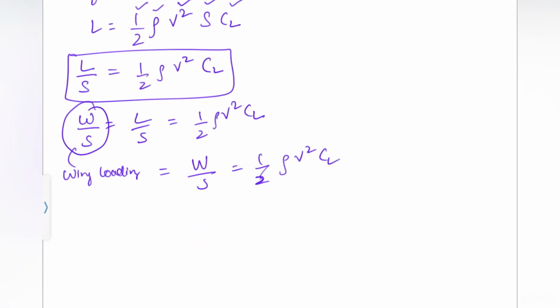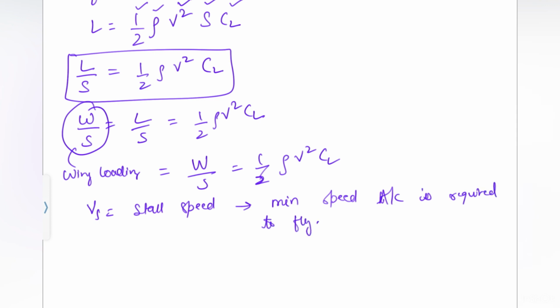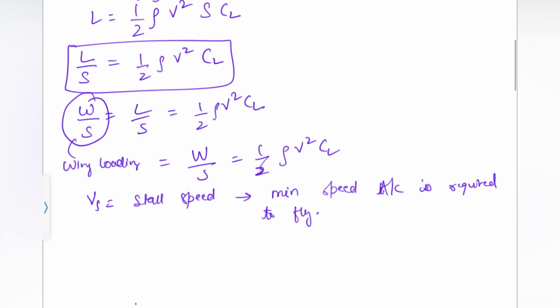Now we are putting one more terminology here, that is Vs, the stall speed. We know that it's the minimum speed that the aircraft is required to fly at. Otherwise the aircraft will fall down. So fixed wing aircraft have to maintain at least a minimum speed to generate the lift so that the aircraft can fly. I hope this much is understood.